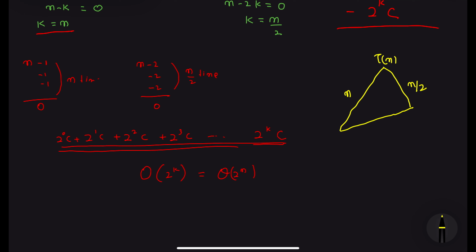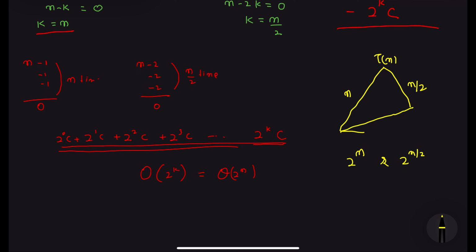So we cannot say that at the nth level there are a total of 2 raised to the power n function calls. The function calls will be between 2 raised to the power n and 2 raised to the power n by 2 in the nth level. So there are not 2 raised to the power n function calls.